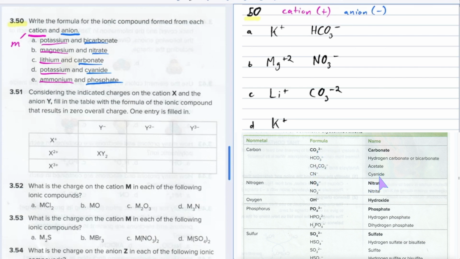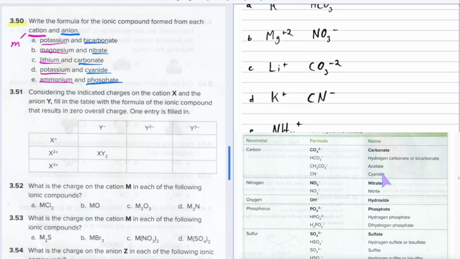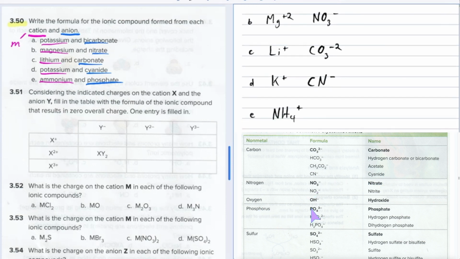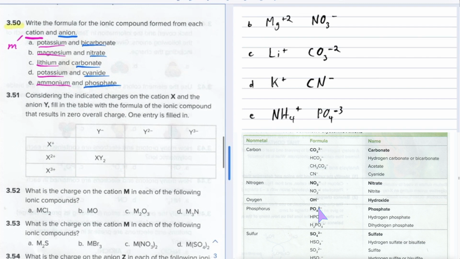Now that doesn't end in ate or ite. It's kind of an exception. You get a couple of those. Cyanide and hydroxide are polyatomic anions that don't end in ate or ite, but they're still polyatomic anions. They're pretty common, so you'll learn the names eventually if you use the formulas enough. So cyanide is CN with a -1 charge. And then the last one is phosphate. That's one for phosphorus. That's PO4-3. So that's at least the formulas of the ions separate from one another.